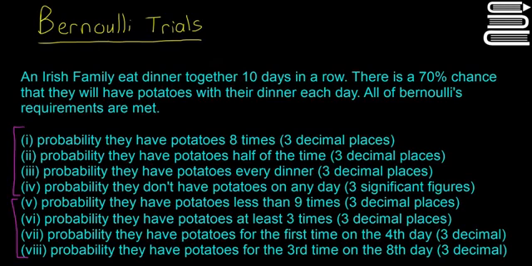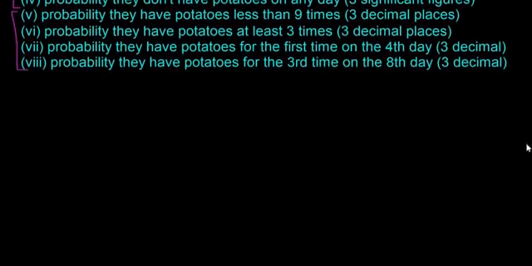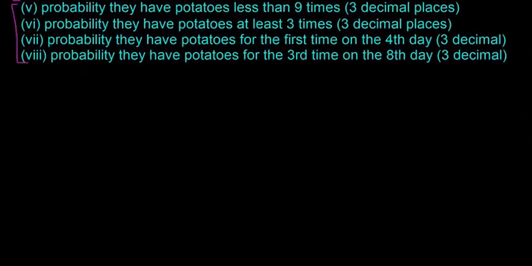So we all know the Bernoulli trials and how to use them. But now we're going to look at some difficult questions. So the first one we're going to look at is part 5: the probability that the Irish family eat potatoes less than 9 times. All right, so we'll start down here. So less than 9 times.